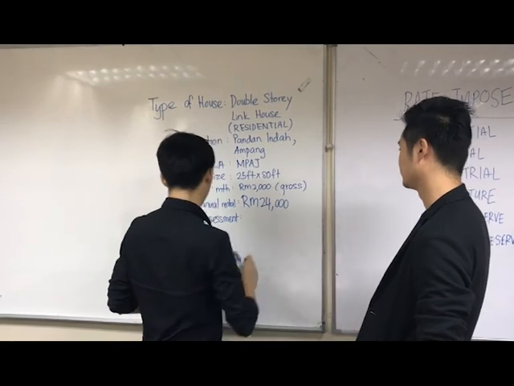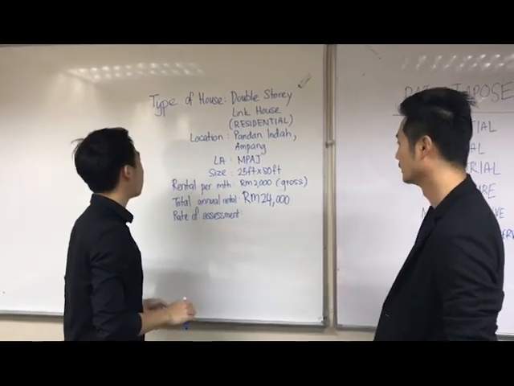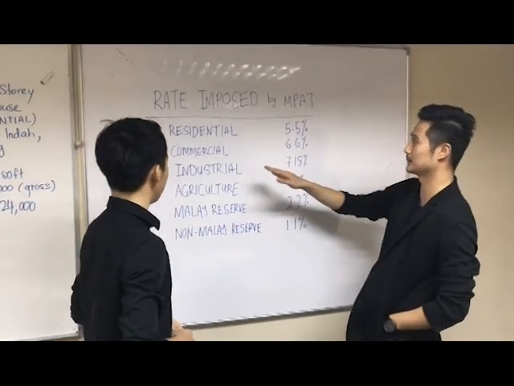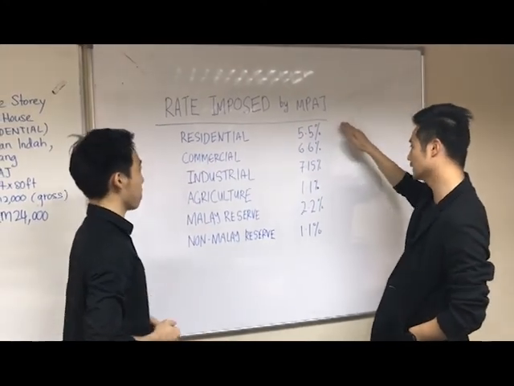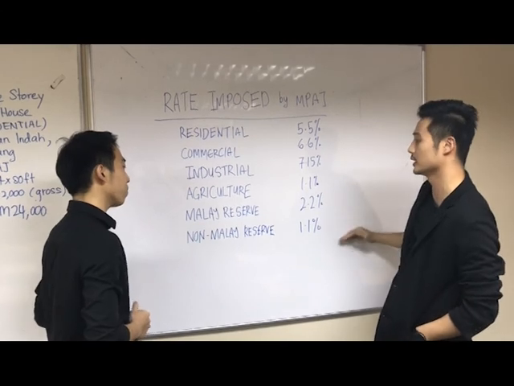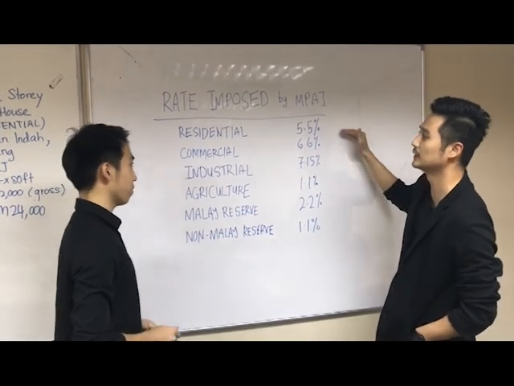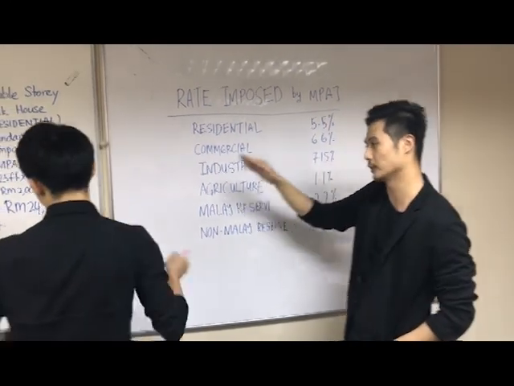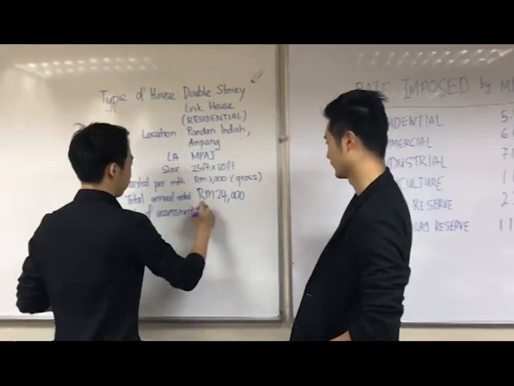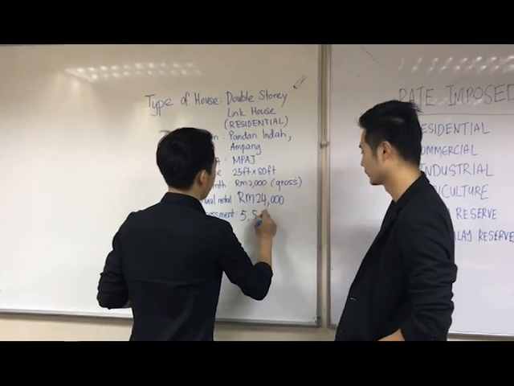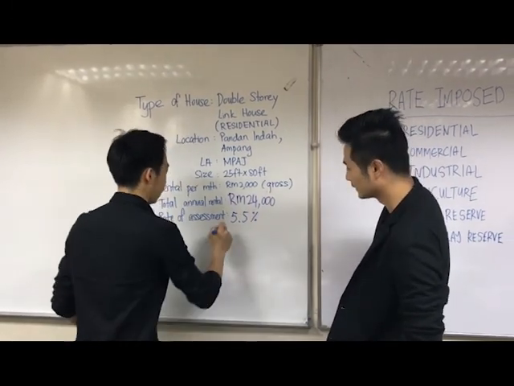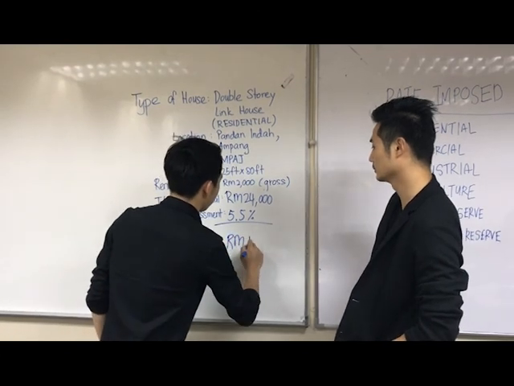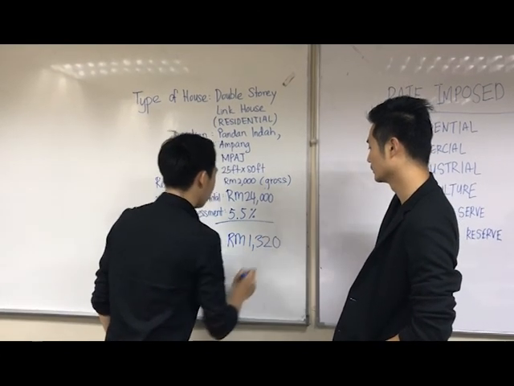And what is the rate of assessment for my property? Okay, come here. This is the rate of assessment by MPAJ. They have different types of rates here. Yours is under residential. So it's 5.5%. Your rate will be 5.5%. So 5.5% multiplied by 24,000 will be about RM1,320. So is that it?